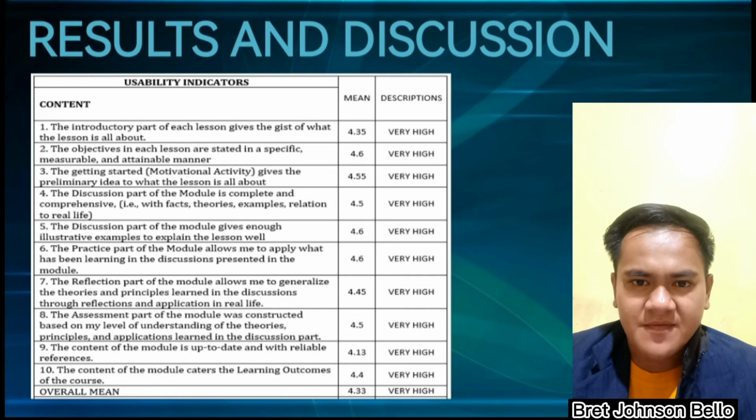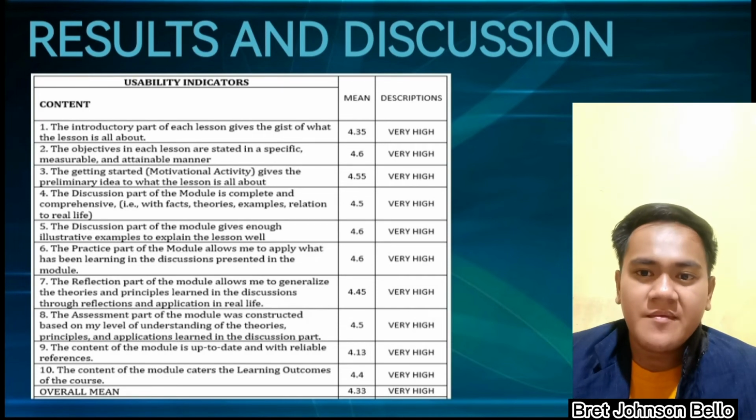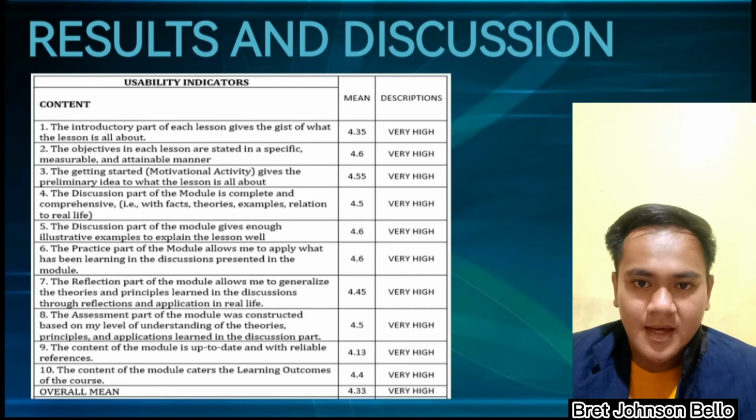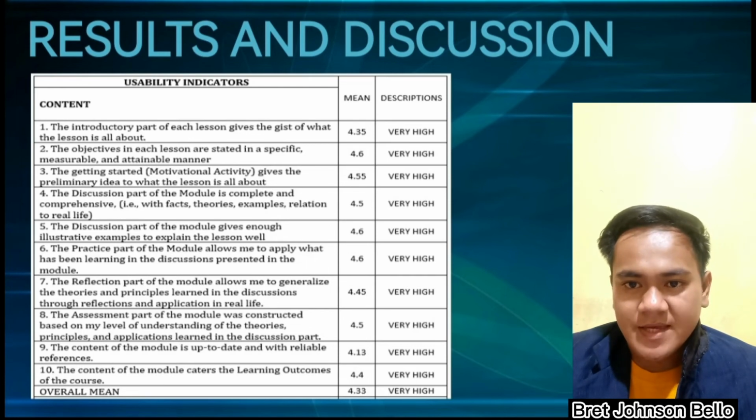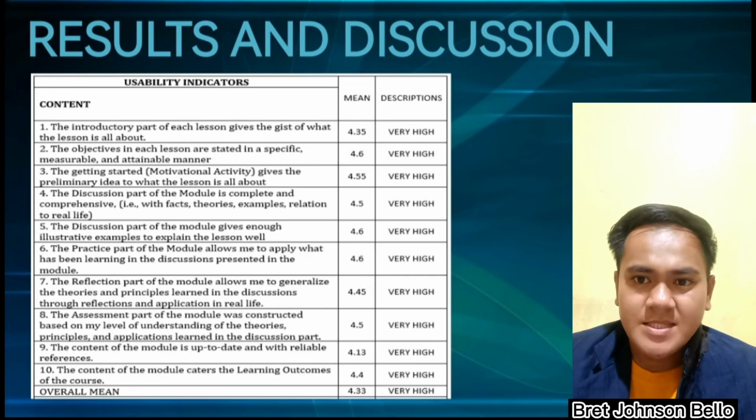This shows promise in future studies regarding the use of gamification in distance learning. The highest overall mean is the gamified feature indicator, which yields a 4.47 mean. This stipulates that the gamified features integrated in the module gain high interest from the students. The content of the module being up to date and with reliable references got the lowest mean of 4.13, indicating that the gamified module should contain more up-to-date references.